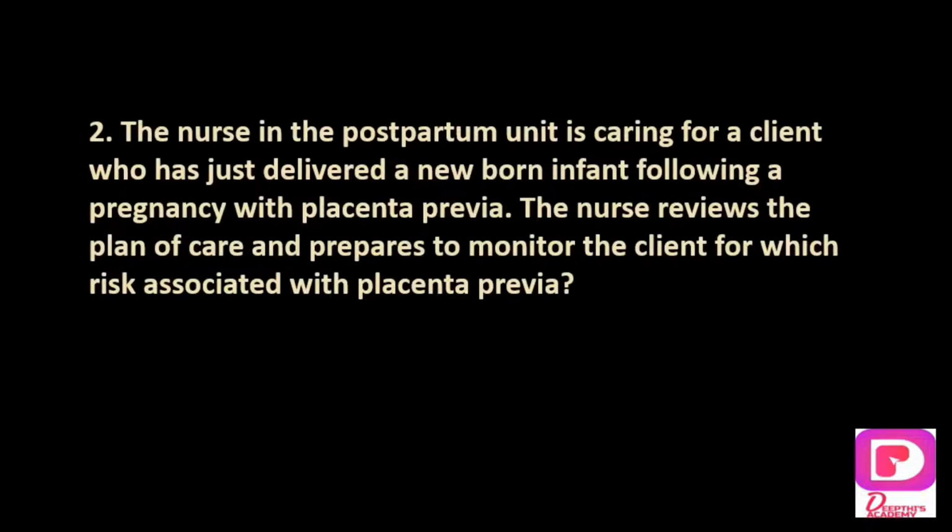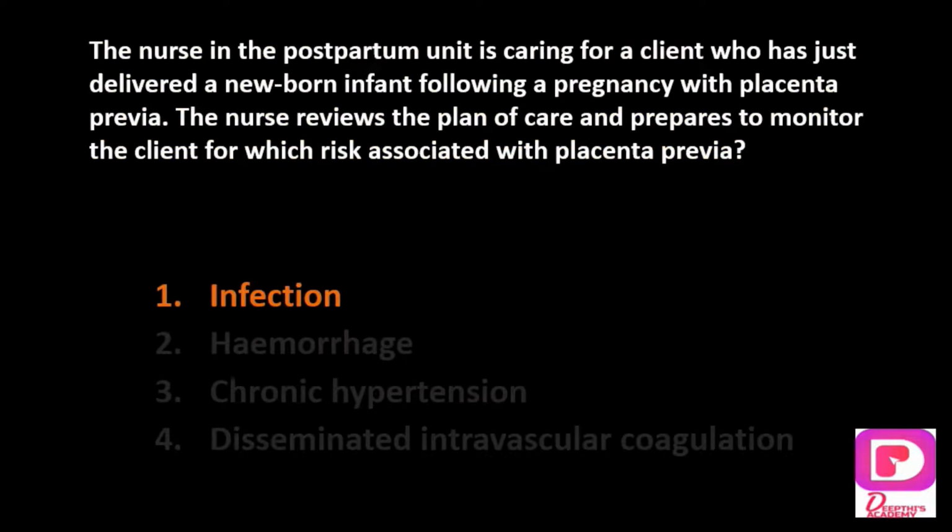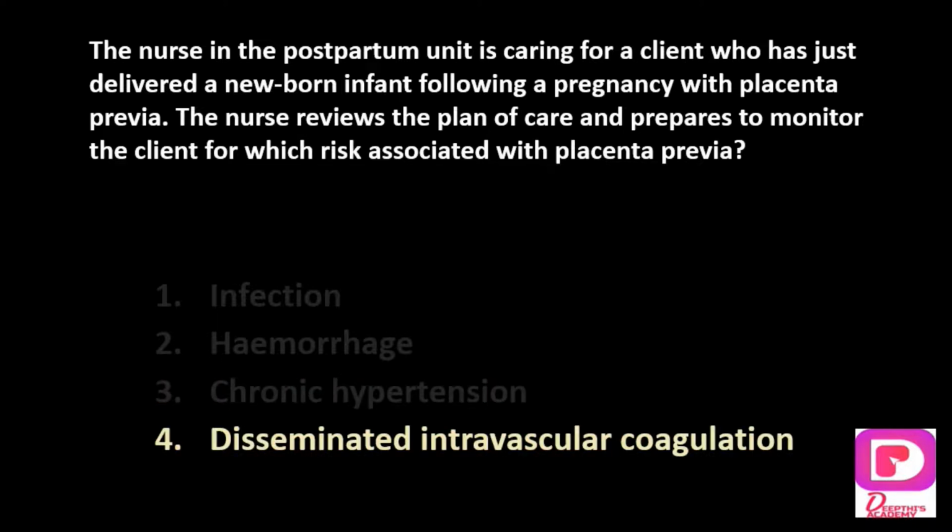The nurse in the postpartum unit is caring for a client who has just delivered a newborn infant following a pregnancy with placenta previa. The nurse reviews the plan of care and prepares to monitor the client for which risk associated with placenta previa. The options are 1. Infection. Option number 2. Hemorrhage. Third option, chronic hypertension. And the last option is disseminated intravascular coagulation.